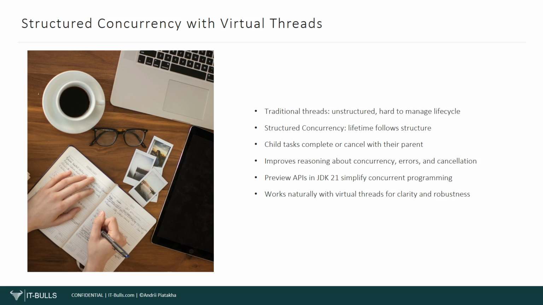If a task spawns subtasks, those subtasks should complete, or be cancelled, when the parent completes. Java's structured concurrency APIs, introduced in preview in JDK 21, are designed to make concurrent programming more robust, readable, and predictable, especially when combined with virtual threads. So in summary, virtual threads are a new kind of thread, cheap, flexible, and designed for massive scalability. They rely on carrier threads and the JVM's internal scheduler, parking and unparking themselves as needed, and when used together with structured concurrency, they help bring order and clarity to the often messy world of multi-threaded code.